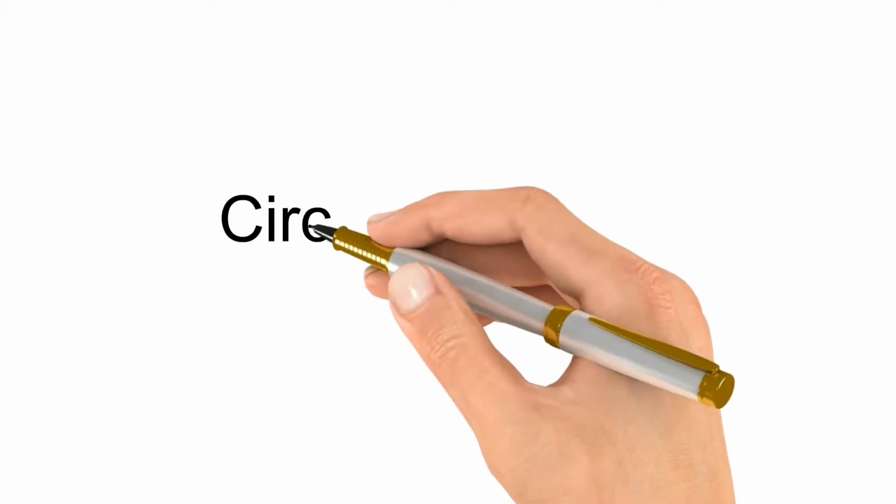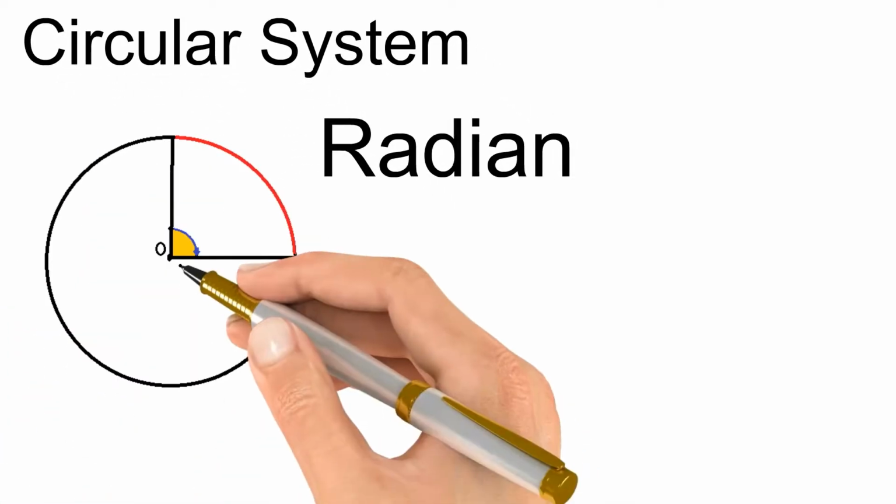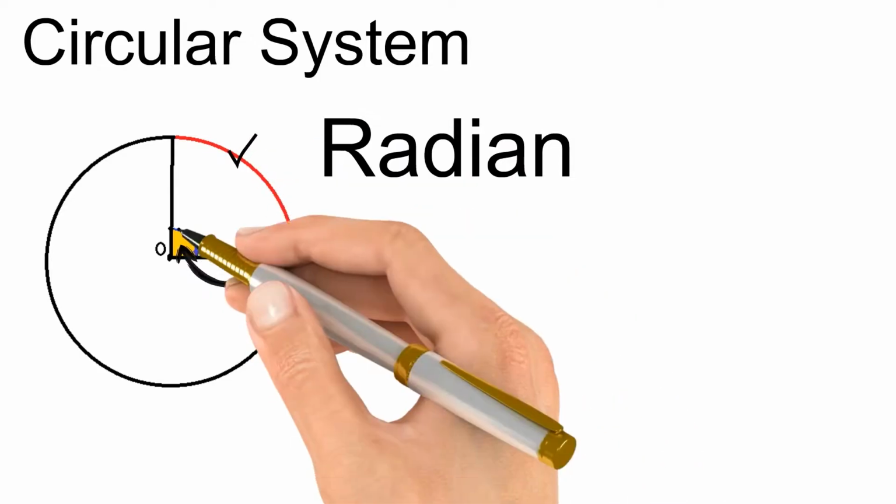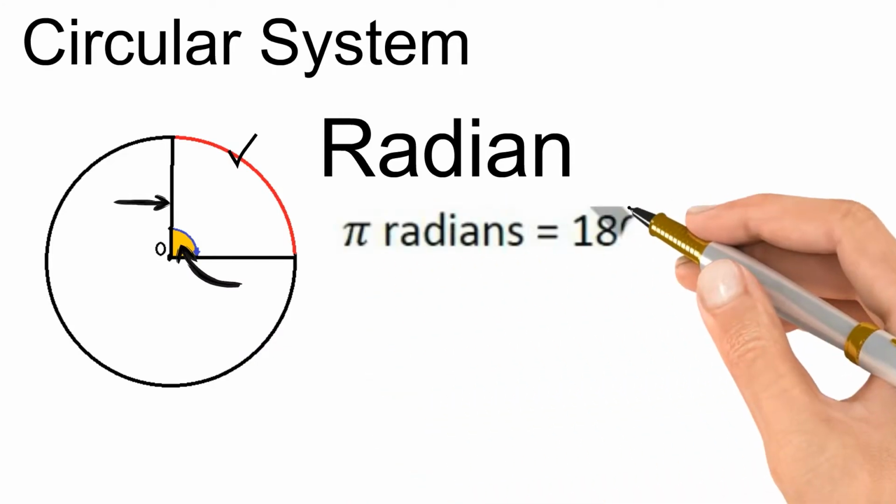And in the circular system, the unit of measurement is the radian. 1 radian is the measure of an angle subtended at the center of a circle by an arc equal to the radius of the circle. Pi radians equal 180 degrees.